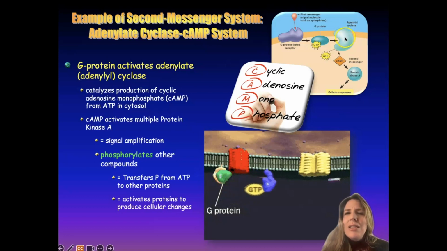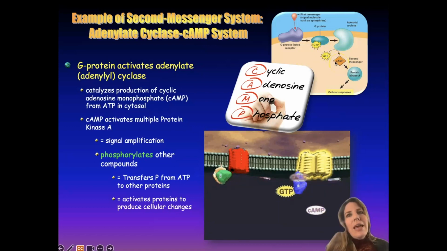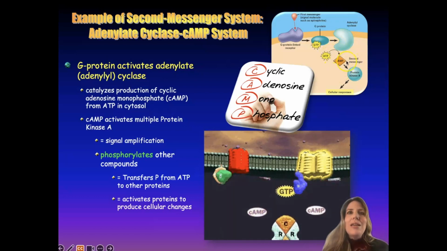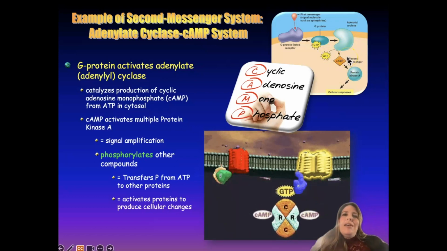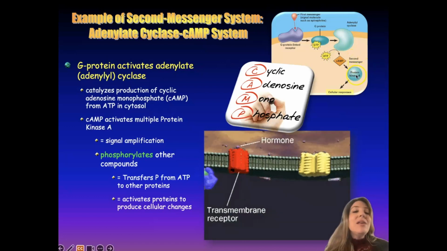Remember, anything ending with ASE is an enzyme. Activates that adenylyl cyclase. ATP is going to meet up with that enzyme and split. Two phosphates are going to leave from the three that were there, leaving one phosphate, which we call C-AMP, cyclic adenosine monophosphate. This is now your second messenger because it's kind of gotten the baton and it's ready to deliver that message to an enzyme.